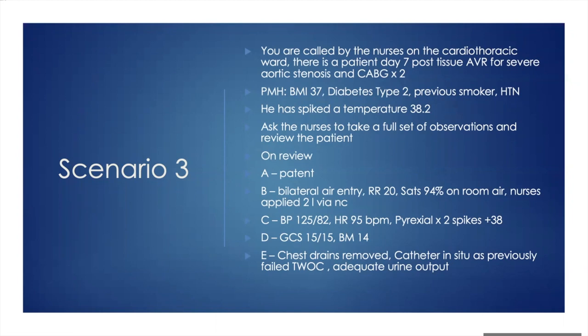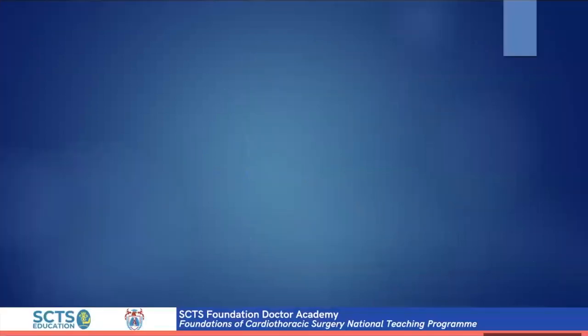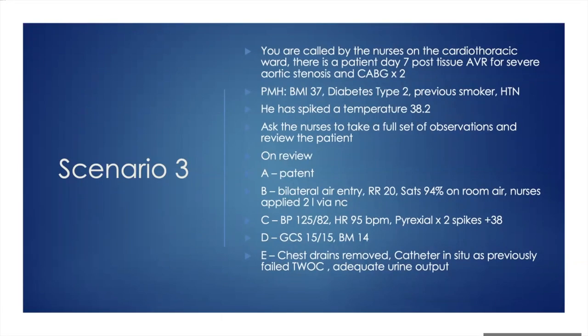Looking at the charts, he's had two previous temperature spikes actually above 38, but you've only been made aware of this one now. You don't know what's been done earlier about the other ones. His GCS is stable. His BM is raised. He's known to have a bit of poorly controlled diabetes. His chest drains have been removed a few days ago. There's a catheter in situ because he's failed trial without catheters times two. He's got a normal urine output for his weight. So what are we wanting to do in the immediate sense with the initial assessment? What's our next step?